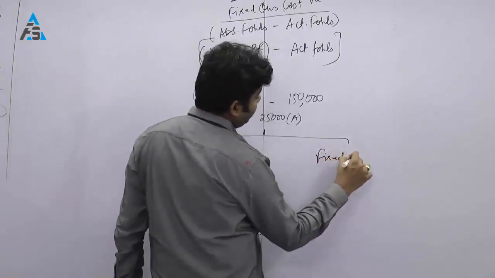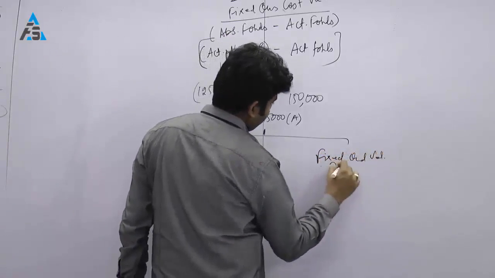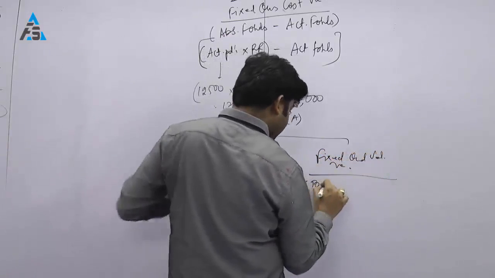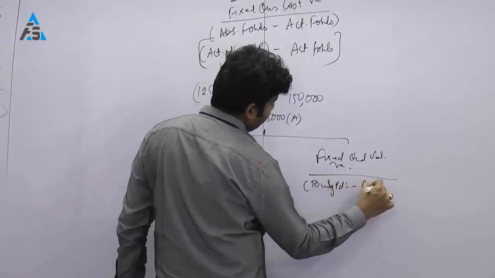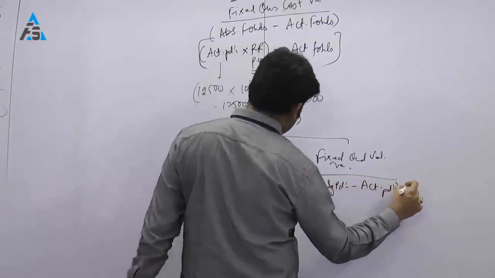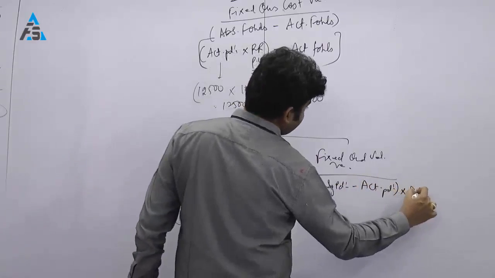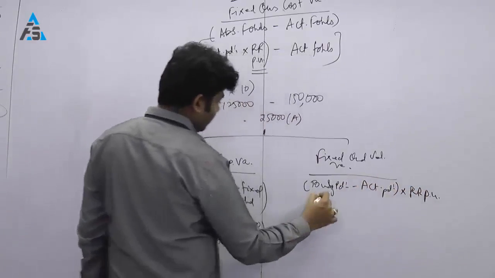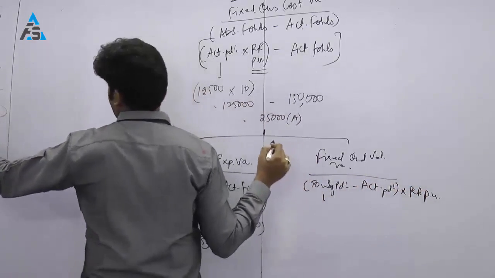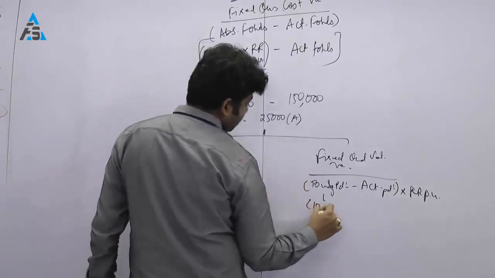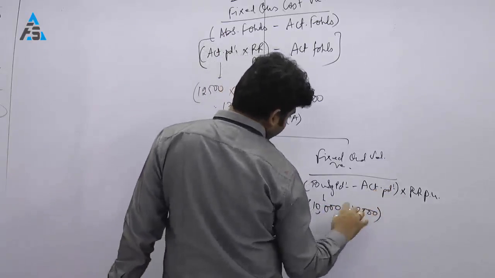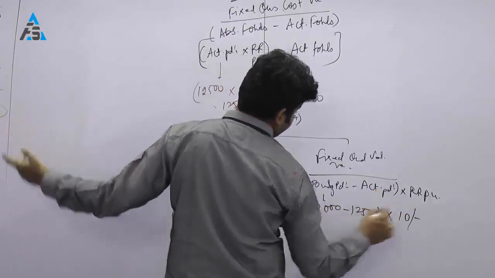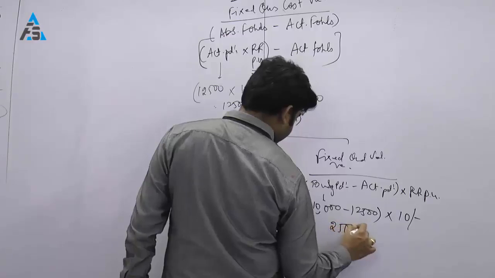Then comes my fixed overhead volume variance. What is the budgeted production that I had planned for, and what is the actual production that I have done? Because if I have produced less, then I have recovered less, given the recovery rate per unit. The budgeted production that I planned for is 10,000 units, whereas I have produced 12,500. So it's a very good thing for me that I have produced more. The recovery rate is 10 per unit, so it is 2,500 into 10.